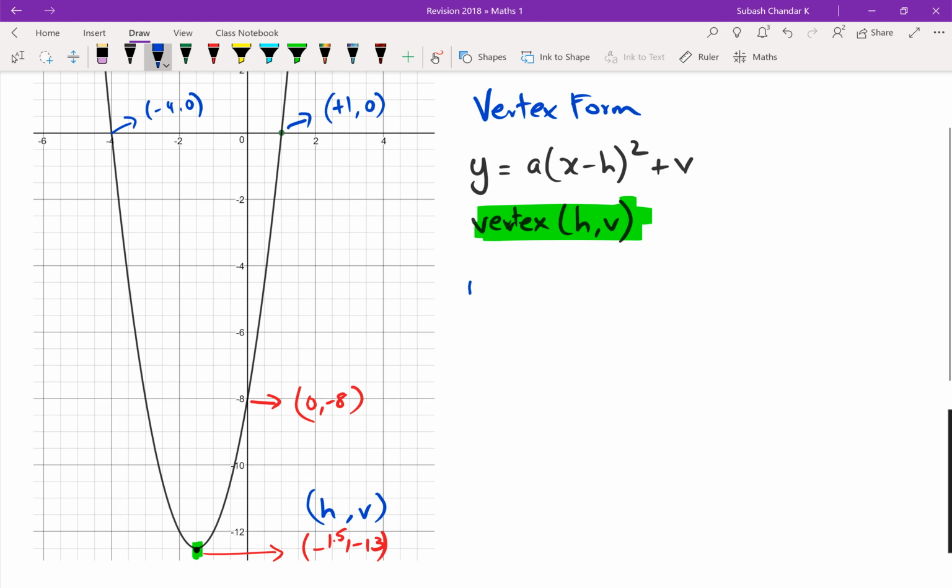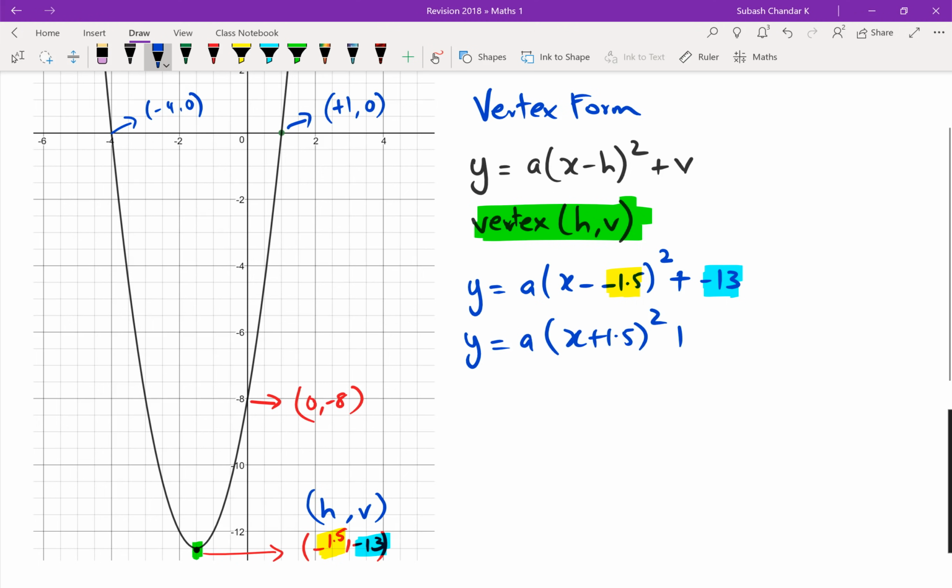So I could write this equation as y equals a, x minus, I know what h is. H is -1.5, squared, plus v, which is -13. All right, all I've done is I've taken my h value there and substituted it here, and I've taken my v value there and substituted at the end there. So this can be simplified now as a, x plus 1.5, squared, minus 13. Now, I've actually figured out almost everything. I need to figure out what that a value is.